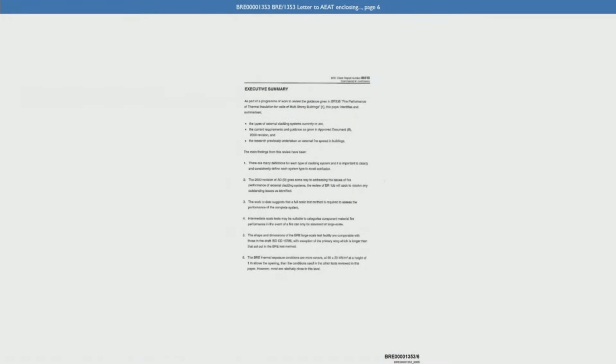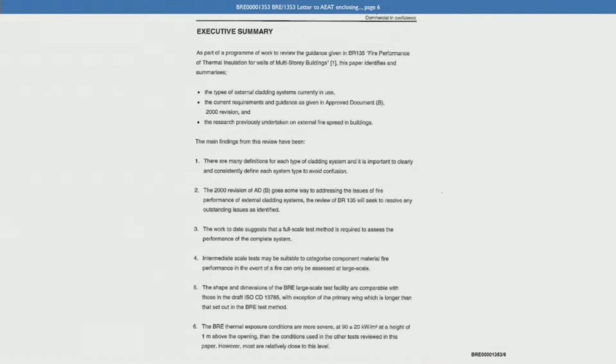Have we got the contents? Yes, let's go to page 6. You'll see the executive report summary. If we can have that expanded, please. So you can see that it says the paper identifies and summarises three bullet points: types of external cladding systems currently in use, current requirements and guidance given in Approved Document B 2000 revision, and the research previously undertaken on external fire spread in buildings.